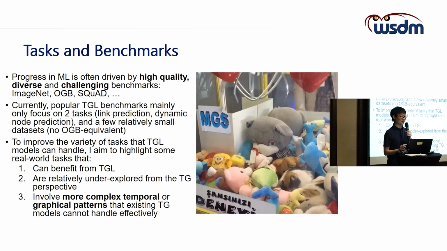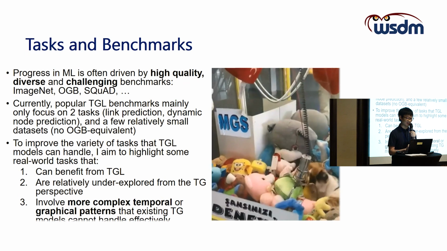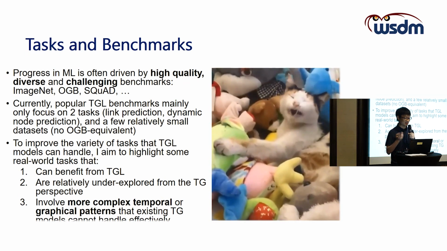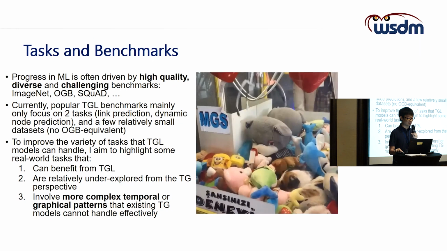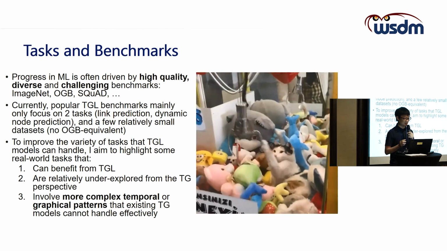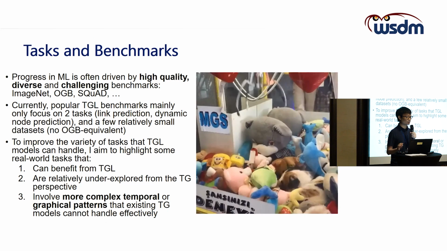Okay, so here's the motivation. As we know, progress in ML is often driven by high quality, diverse, and challenging benchmarks, such as ImageNet, OGB, SQuAD, and so on. So let me just play this video. Okay, so our goal is to help develop this kind of challenging benchmark for the temporal graph learning setting.